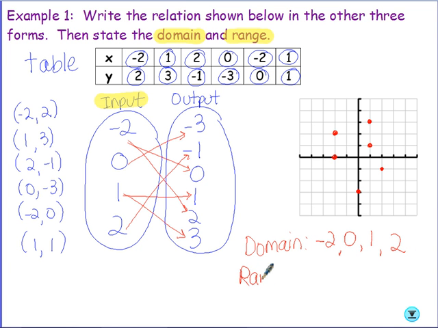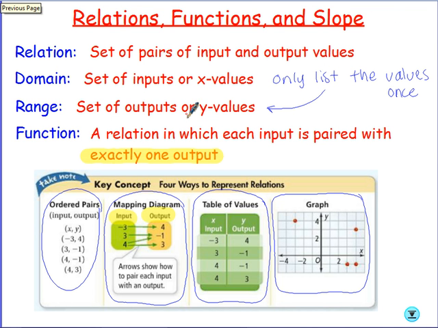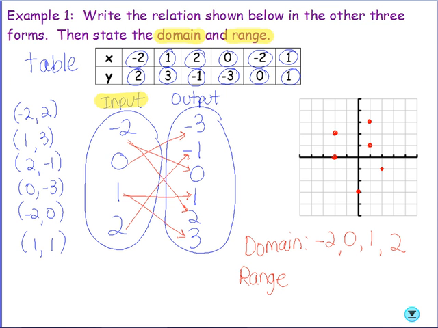Range, that, as you can see in our definition, is our outputs. So I'm going to use those guys right there that I've already made a list of. -3, -1, 0, 1, 2, 3. Remember, we did not write them more than once. We only made a list one time. So that is making all different forms of relations. Moving on to example 2.